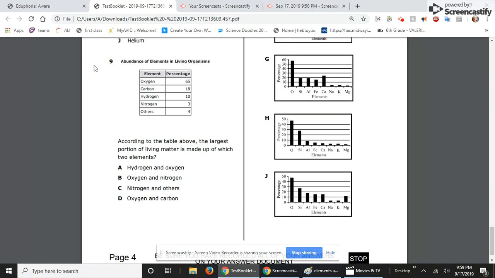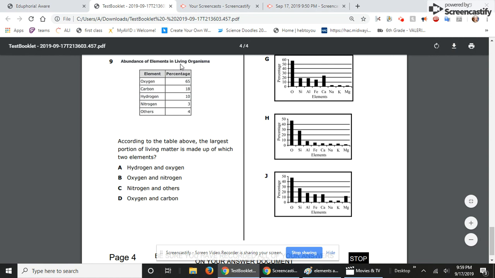All right, number 9, the title says abundance of elements in living organisms. And then it gives us the element name and the percentage. And we have oxygen, 65%, carbon, 18%, hydrogen, 10%, nitrogen, 3%, and others, 4%. It says, according to the table above, the largest portion of living matter is made up of which two elements? A, hydrogen and oxygen. B, oxygen and nitrogen. C, nitrogen and others. Or D, oxygen and carbon?